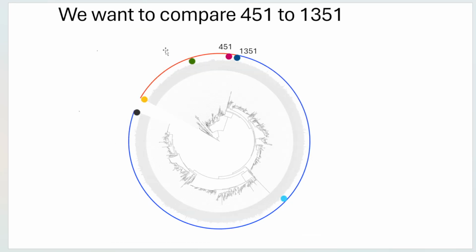So, because we're looking at the evolution of IscB to Cas9, we want to compare two proteins at this borderline. I'm going to call them 451 because it's got 451 amino acids, and 1351 because it's got 1351 amino acids. So it's the proteins directly next to each other, separated by this borderline between IscB and Cas9. Once again, very simple. We're not going to do anything particularly complicated.